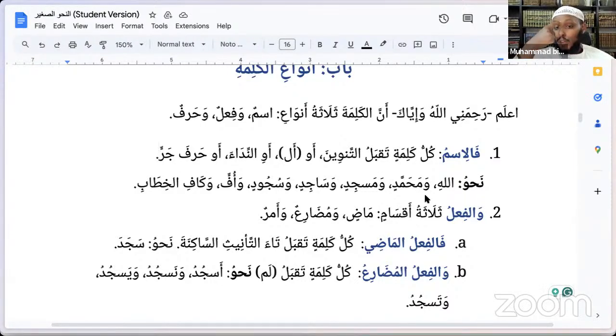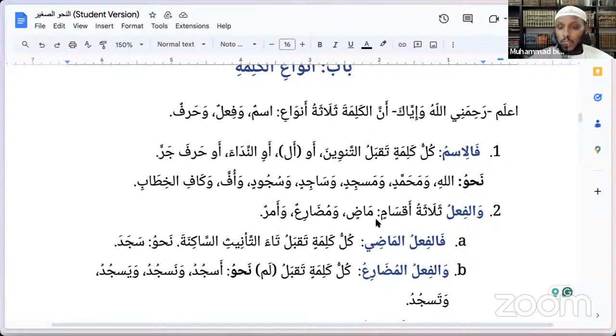Then we have kaf al-khitab, which is the kaf of someone that you are addressing, basically a pronoun. For example, kitabuka, or when you're speaking to someone, kaf al-khitab. Anyway, that is also an ism.